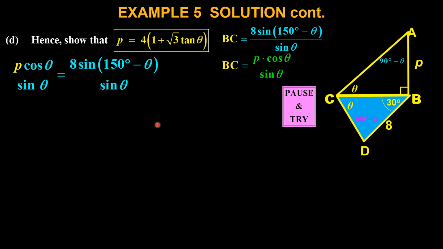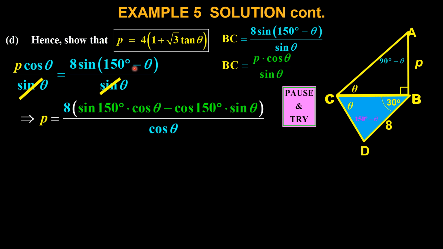What do we notice here? Immediately, that's correct. The sine thetas can be removed, right? So I end up with P cos theta, 8 sine 150 minus theta. But what does this remind you of? That's right, the compound angle expansion for sine. So let's expand that. So that becomes sine 150 cos theta minus cos 150 sine theta. Okay, and that cos theta, if I transpose it, it becomes cos theta on that side. See, there's times cos theta, so I divide by cos theta.